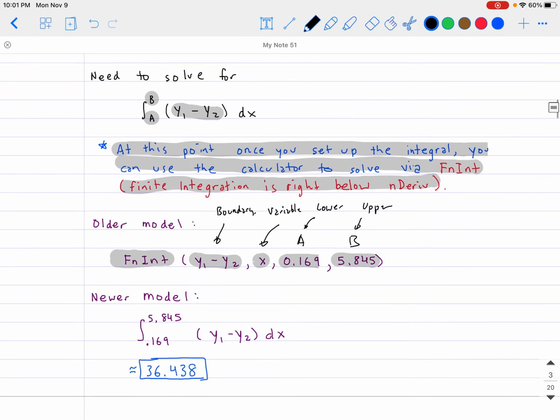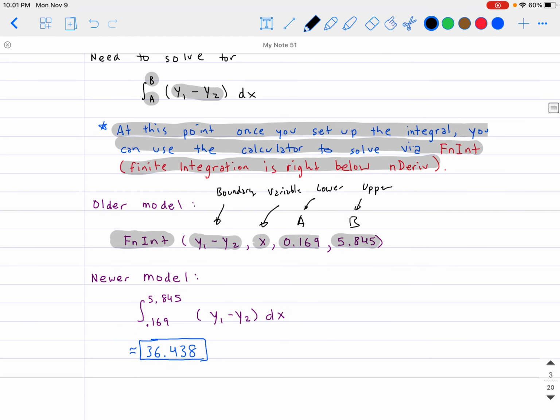In the newer model, if you press the finite integration key, you literally see an integral sign, which is nice, because then you can just go ahead and plug in accordingly. Put in 0.169 on the bottom, or a if you want. Put in b on top, which is 5.845. In the function, you can put y1 minus y2, or if you want to write it out, you can say x multiplied by 6 minus x minus the cosine of x. Either one of those will be okay.